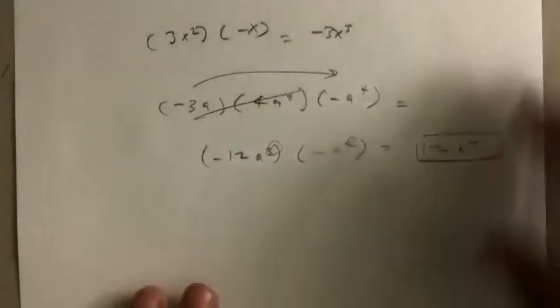So now that you got the hang of that, let's move on to something that's pretty cool. It's called scientific notation. And this is how scientists write really big or really, really small numbers. So let's think of a scientific example.